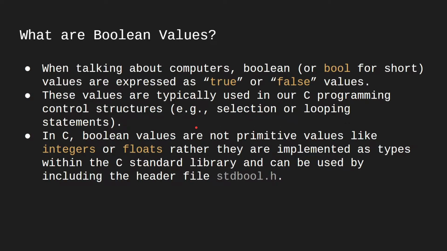What are Boolean values? Boolean, or bool for short, are values expressed as either true or false. These values are typically used inside of our control structures, things like selection or looping. And in C, Boolean values are not primitive values like integers or floats, rather they're implemented by the standard library.